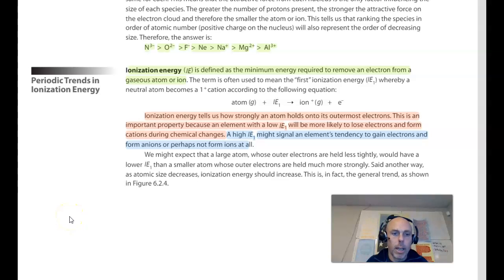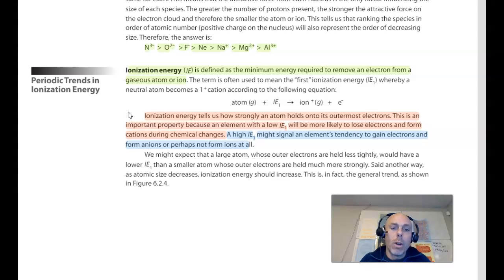All right, we're finally on to ionization energy, the periodic trend that exists for ionization energy. The first thing we need to do is define what ionization energy is. Well, it is the energy, or the minimum energy required. It's an endothermic process required to remove an electron from a gaseous atom, or if the atom is already an ion, to remove another electron.